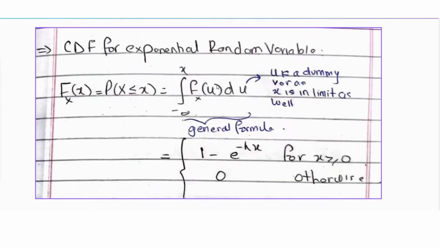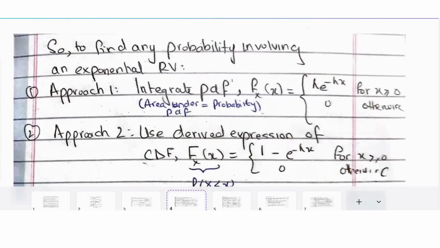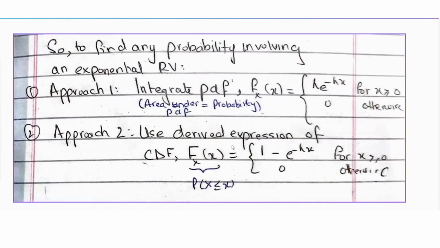Now, we can also derive an expression for the CDF of an exponential random variable. When we derive it, we get 1 minus e to the minus lambda x for x greater than or equal to 0, and 0 otherwise. So we have a nice closed form expression of the CDF. This means that to find any probability involving an exponential random variable, there are two things we could do. The first is to integrate the PDF, because we know the area under the PDF gives us the probability the continuous random variable lies inside the interval, and we know the PDF of an exponential random variable X with parameter lambda is this.